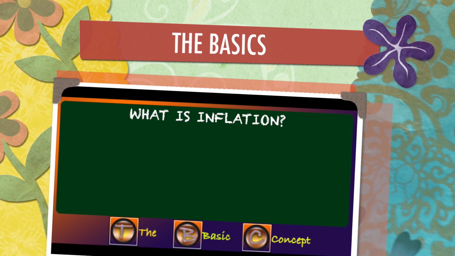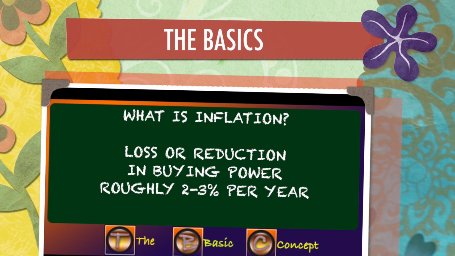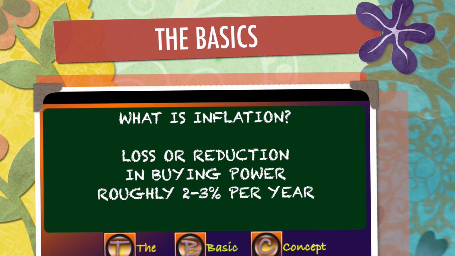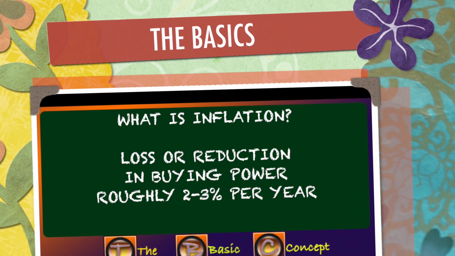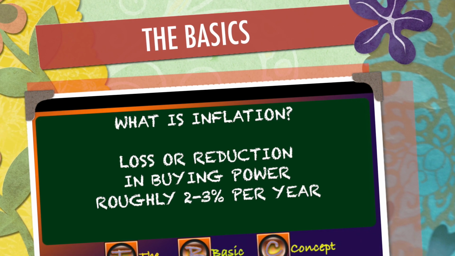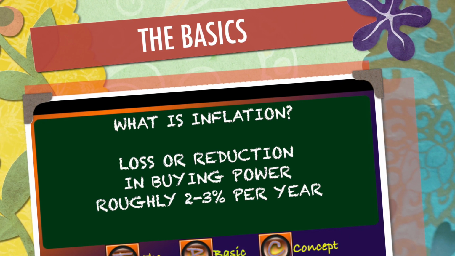So what is inflation? Well, inflation is the reduction of buying power of your money. So every year the buying power of your money is reduced by approximately 2 to 3%. But not all of this is bad. Inflation basically is a necessary evil to keep the economy balanced.